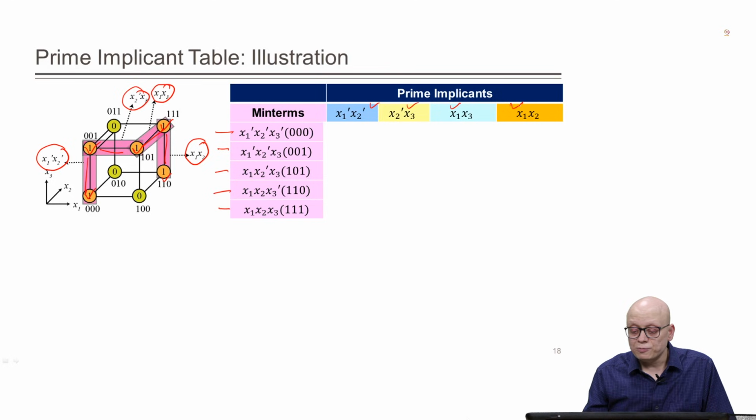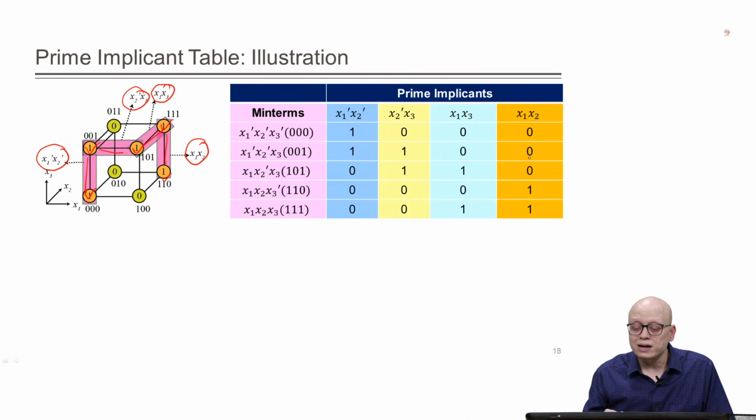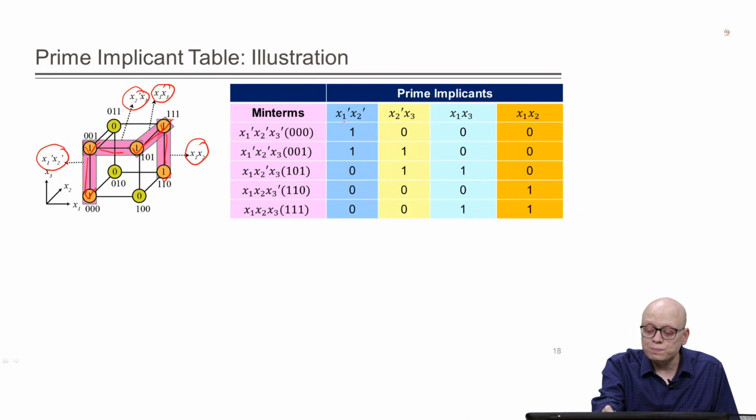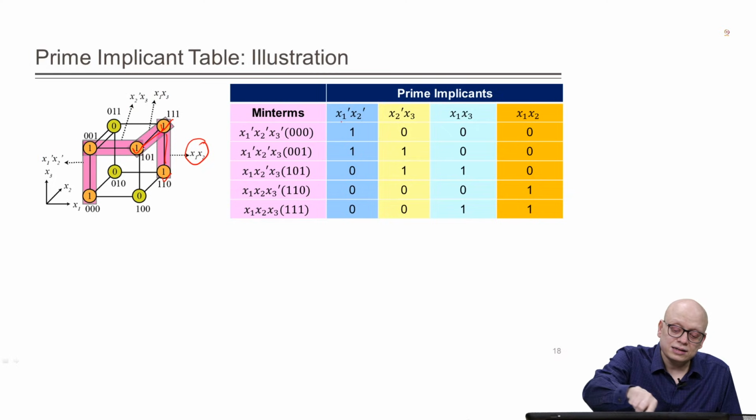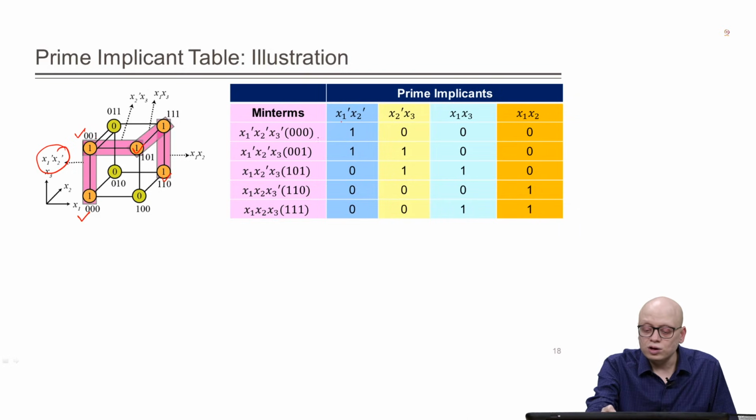Now, we make the entries of this table as 1 or 0. Where do we make the entry as 1? For example, x1 dash x2 dash is this prime implicant, and it covers the corners 0 0 1 and 0 0 0, and therefore these two minterms are covered, and we make the entry as 1. For the rest we make it 0.